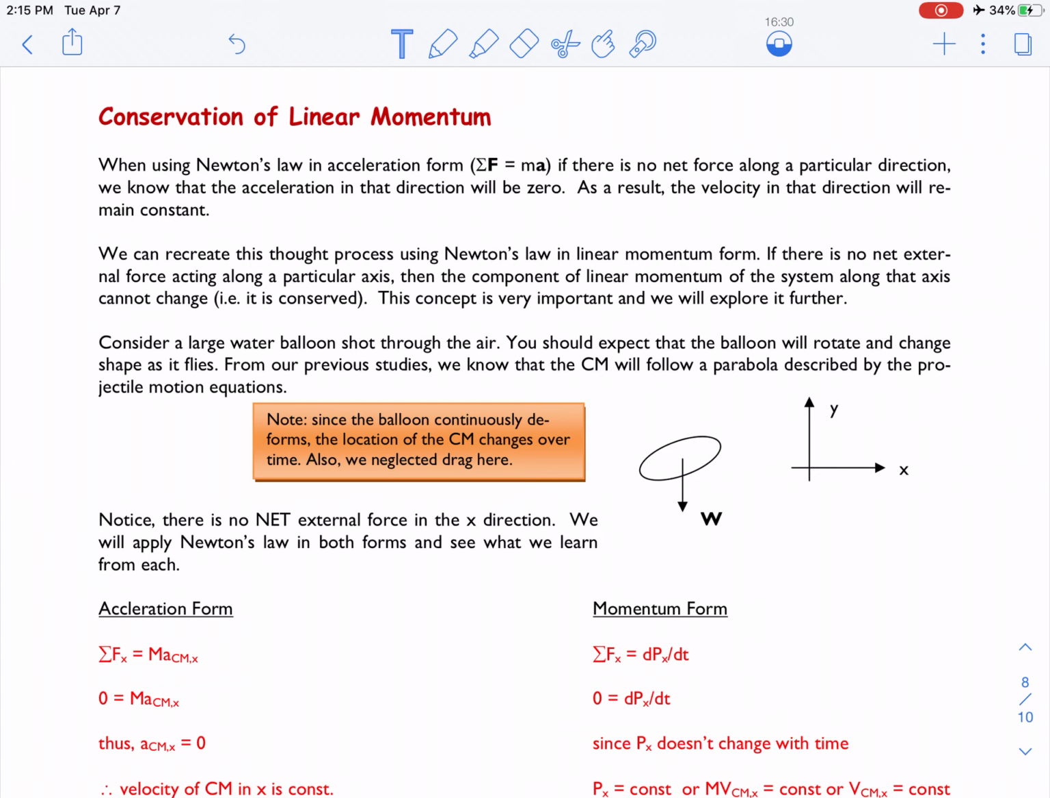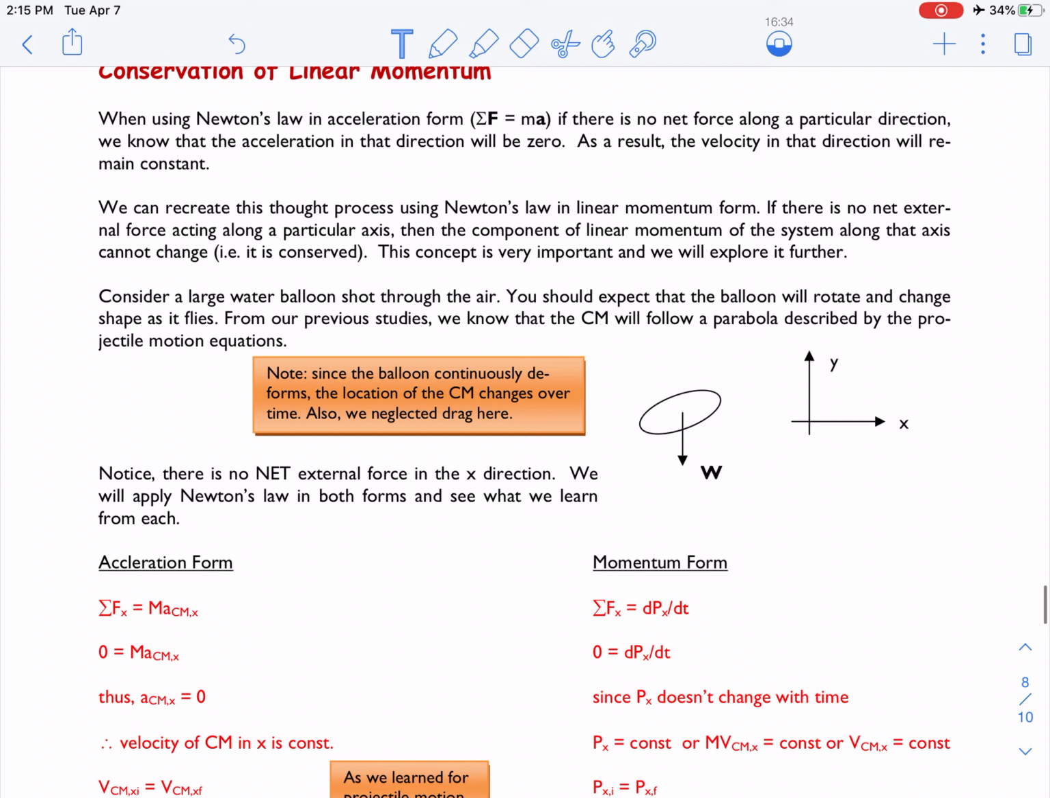Again, this is a very important concept, and we will have several other conservation laws that build on top of it. If you understand this, later on when we discuss conservation of angular momentum, it's going to be much easier. So let's consider a large water balloon which is shot through the air. We will ignore drag force.